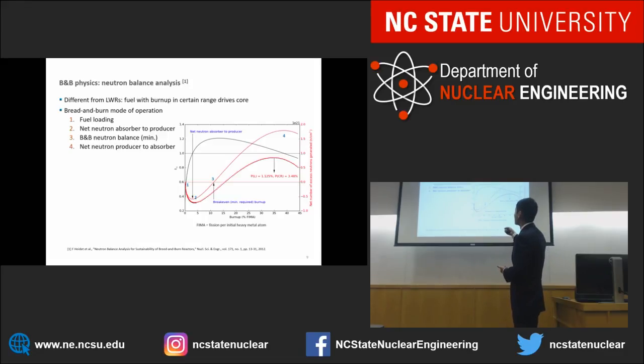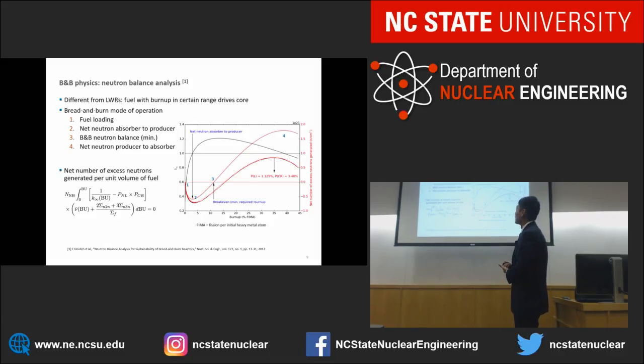Then you see this k-infinity increase, and then eventually it becomes less useful, and you'll see this curve decrease. So it's important for us to understand that in order to sustain the breed-and-burn type of reaction, we really need to burn a fuel to a certain burnup. We're not going to use the fresh fuel because it is kind of useless.